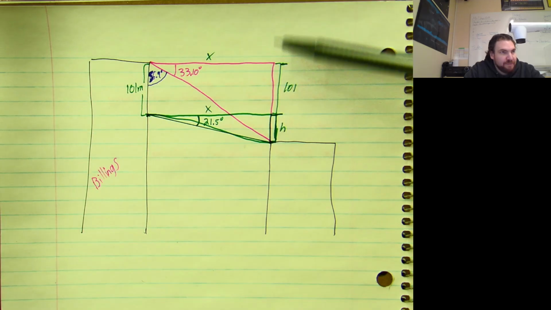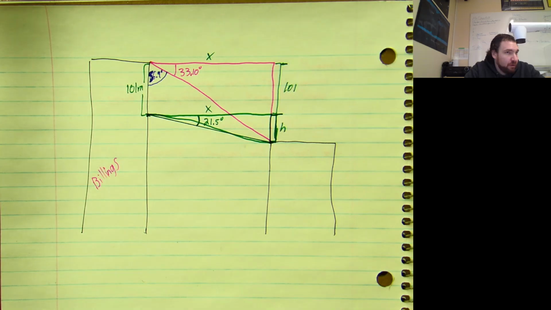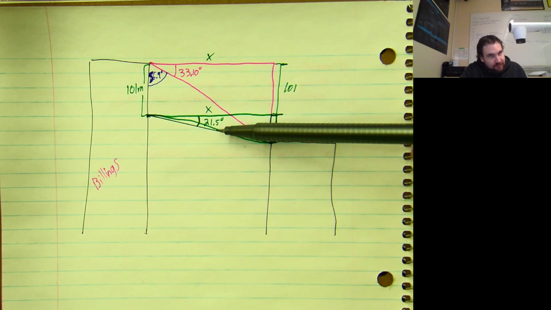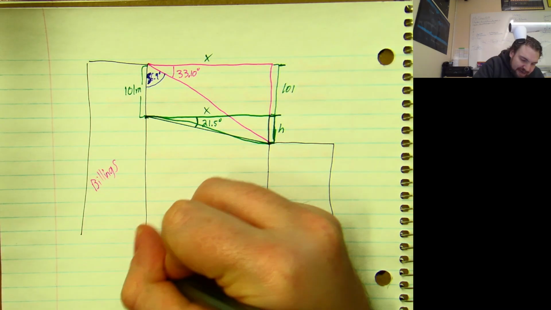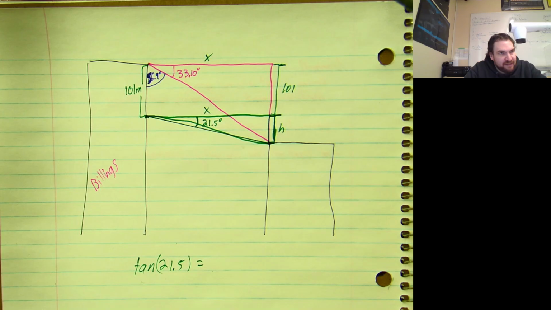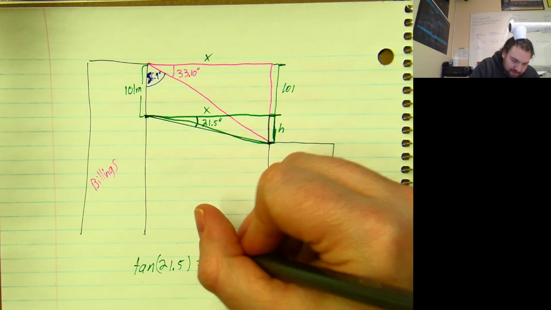So if I'm dealing with opposites and adjacents, I'm probably going to need which trig ratio? Tangent. So I'm going to use the tan ratio with both these angles. See what we get. Tan of 21.5 degrees is equal to opposite over adjacent. The opposite side is the side here we don't know. I called it h. And this is the side that we're actually looking for.